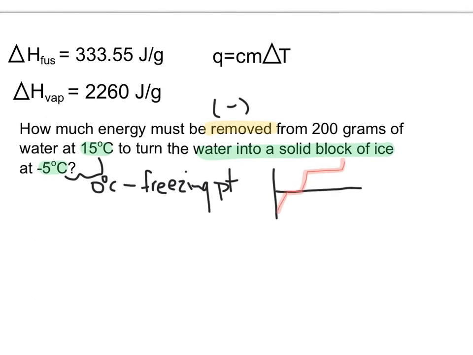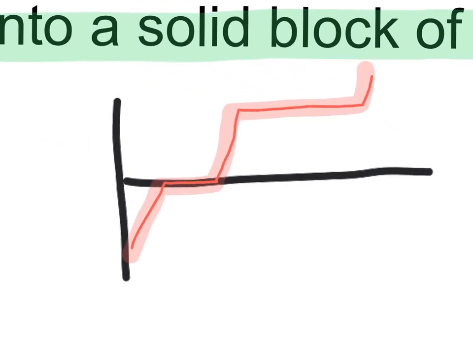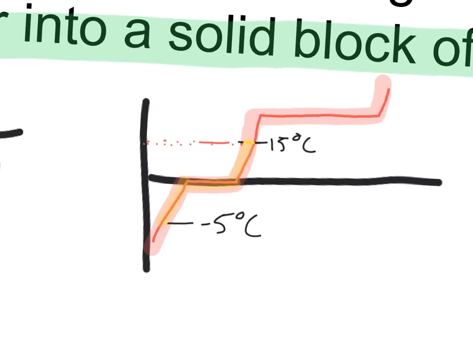It says how much energy must be removed from 200 grams of water at 15 degrees Celsius. So, again, I'm going to zoom in on my graph here. 15 degrees Celsius is somewhere around here on the graph. So we're going to start somewhere at like 15 degrees Celsius, and we're going to cool this into a solid block of ice down here at negative 5 degrees Celsius. So notice, something that should immediately stand out to you in this problem is we have a part of the graph that's slanted, we have part of the graph that's flat, and we have part of the graph that's slanted again. So we have three different segments of this graph.